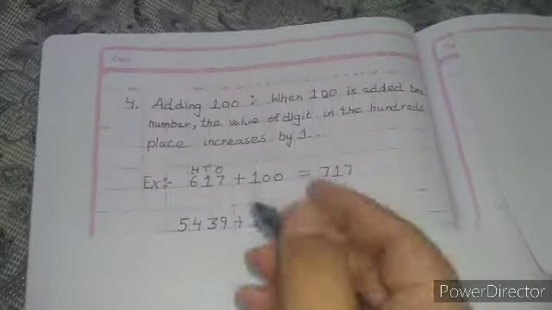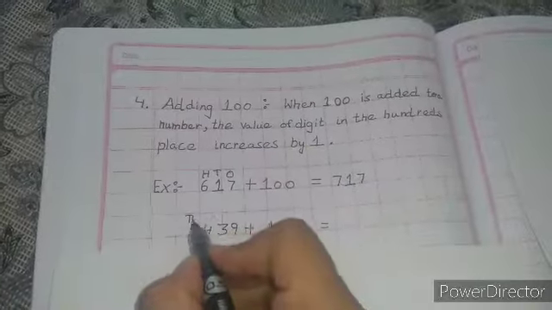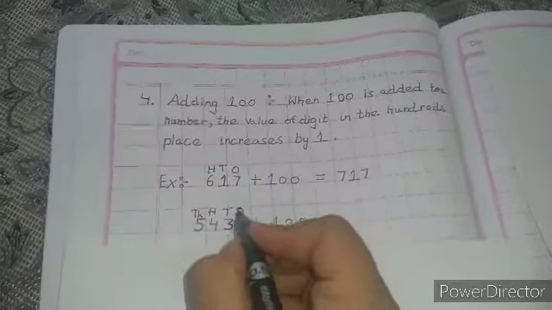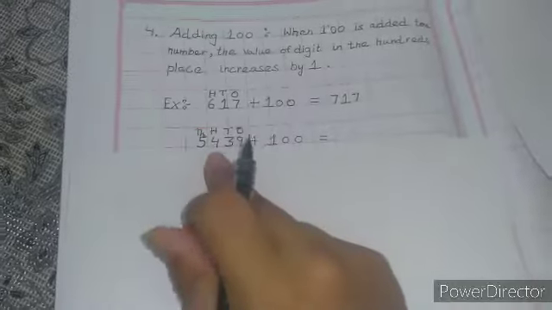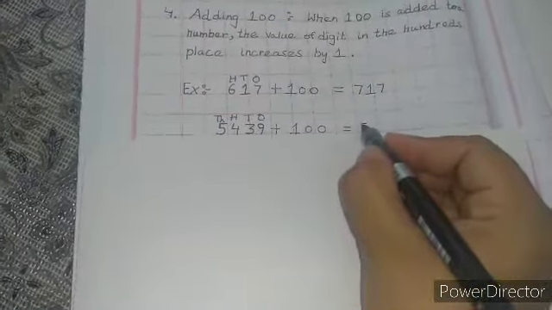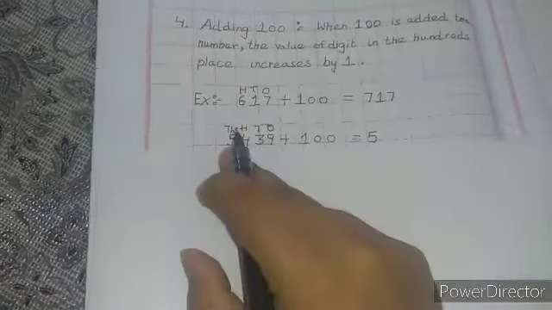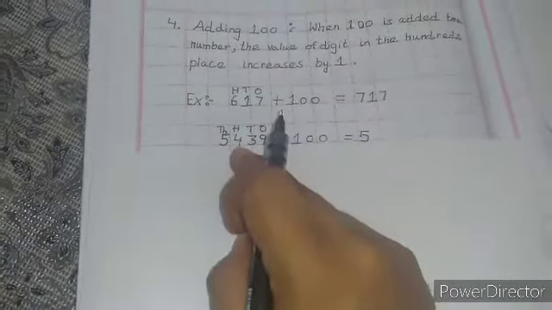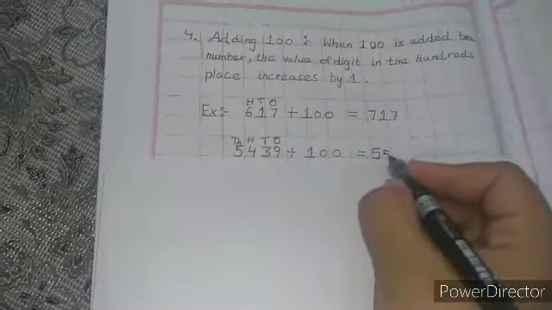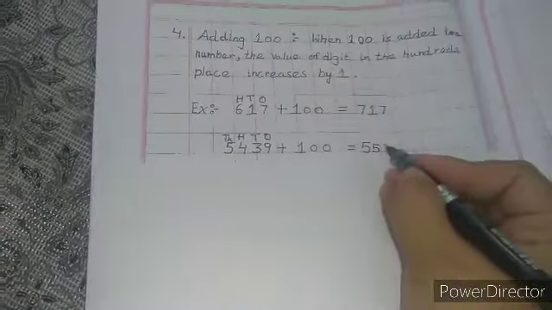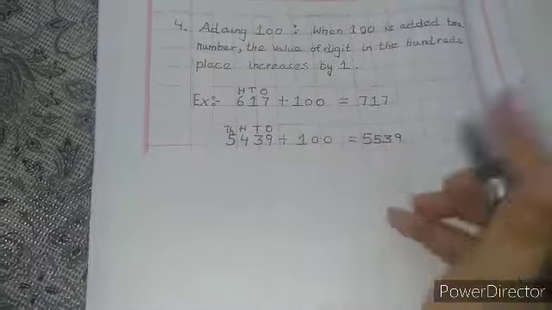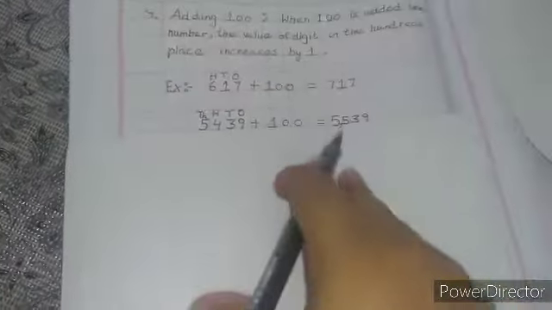Now next, 5439 plus 100. Again we will put it into place value: thousands, hundreds, tens and ones. Which digit is there in the hundreds place? 4. The rest of the digits will remain the same. 5 will remain the same in the thousands place. In the hundreds place we have to add 1. So after 4, what comes? 5. Then 3 and 9 will also remain the same. It becomes 5539. Right?